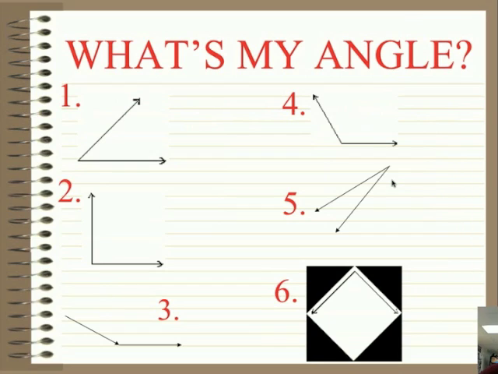Examples: number one would be an acute angle. Just looking at it, it's less than 90 degrees. Number two would be a right angle. Number three would be an obtuse. Number four would be an obtuse. Number five, acute. And number six would be a right angle. So again, depending on the orientation, you got to be careful. But if you notice where the 90-degree angle is, if it's less than that, it's acute. If it's more than that, it's an obtuse. And if it's right at 90, we're looking at a right angle.